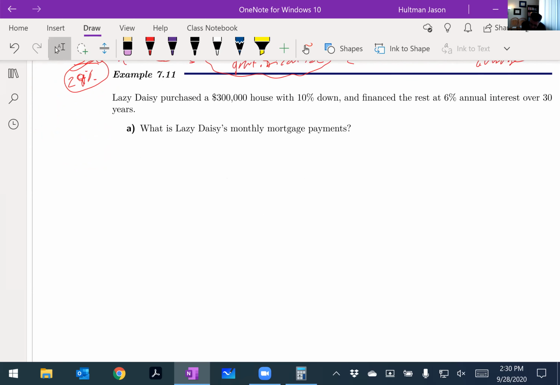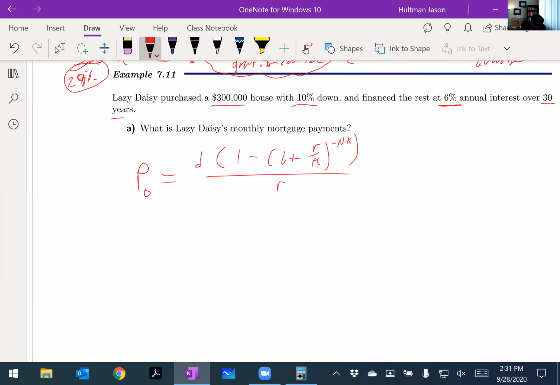Okay, Lazy Daisy purchased a $300,000 house with 10% down and financed the rest at 6% annual interest over 30 years. What was her mortgage payment? Okay, let's use our handy dandy formula. P naught is equal to D times 1 minus 1 plus R over K, to the negative NK, all over R over K.